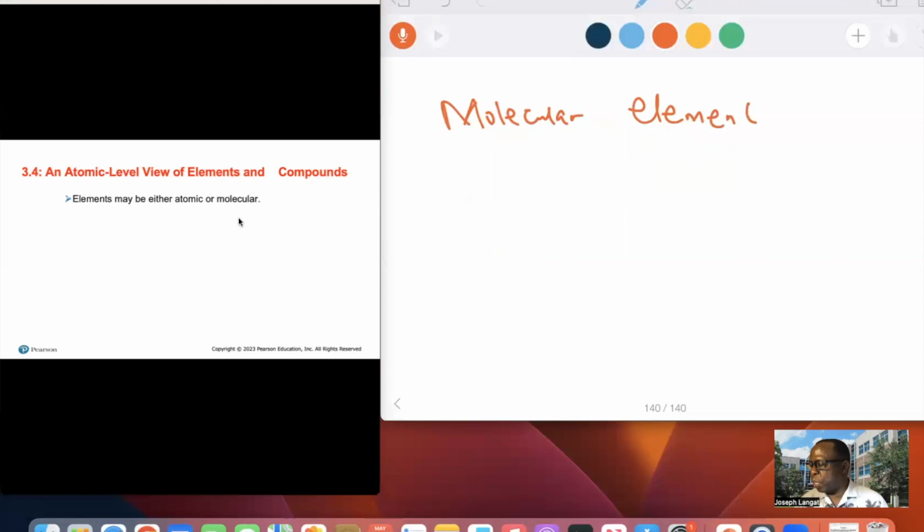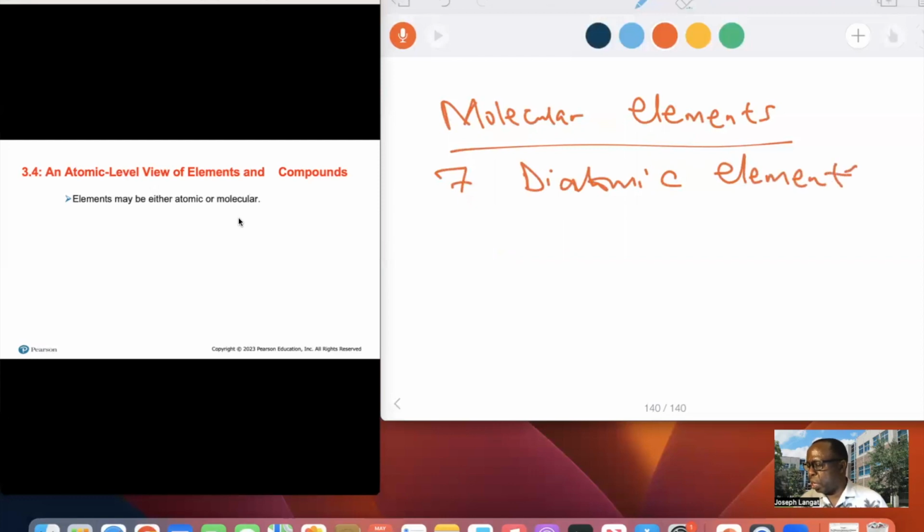There are 7 diatomic elements you need to know. These include hydrogen, oxygen, fluorine, nitrogen. This is hydrogen. You have to know hydrogen. Hydrogen gas.